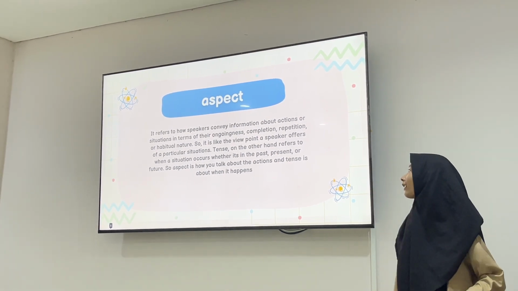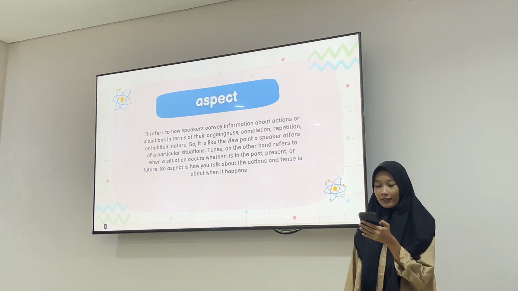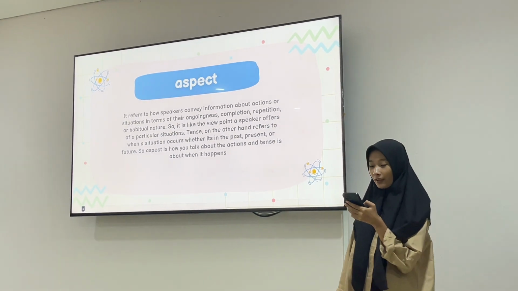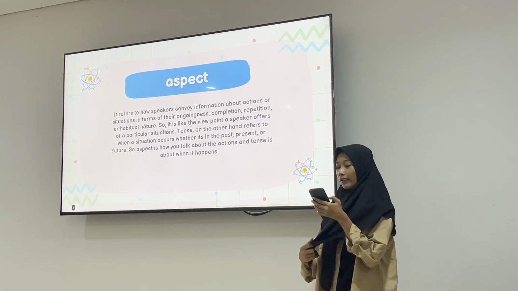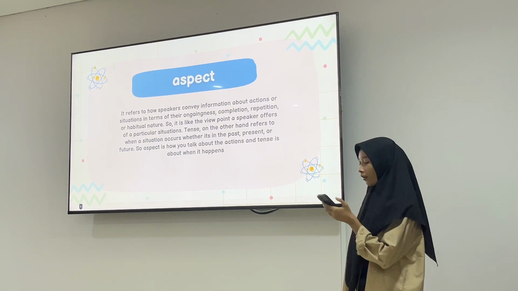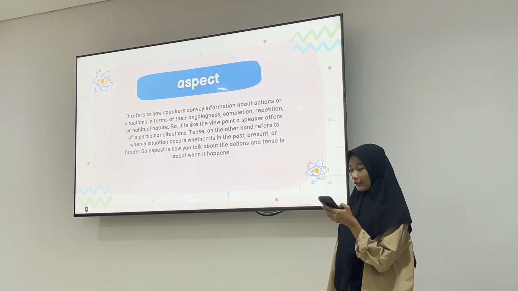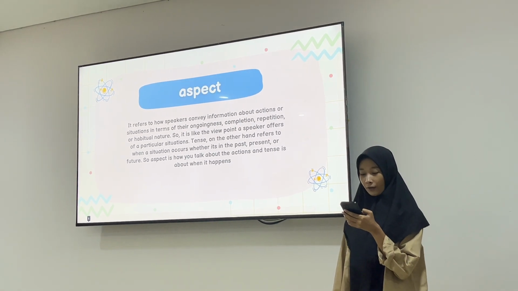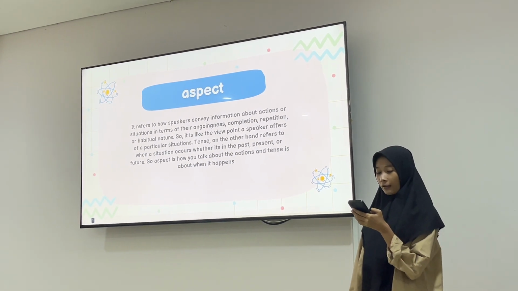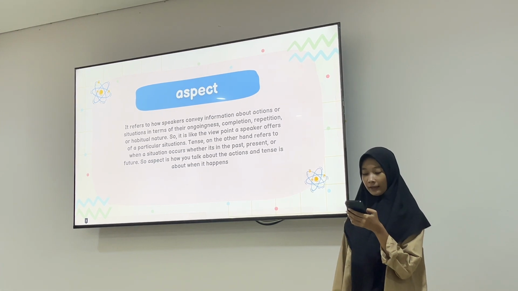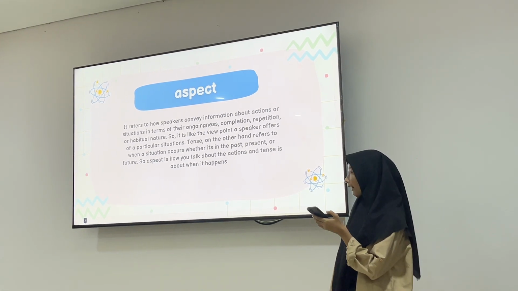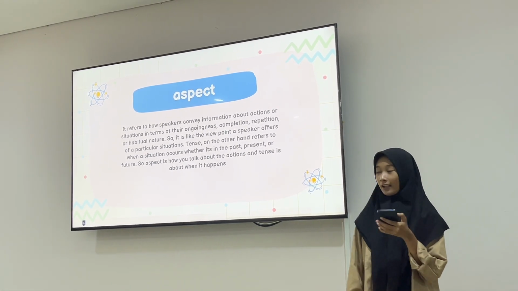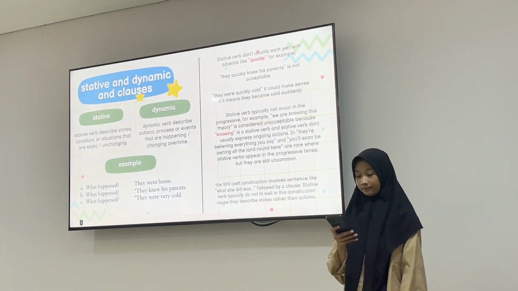Next one, I'm going to explain about aspect. So aspect is how speakers in a language describe an action, whether it is ongoing, completed, repeating, or habitual. Meanwhile, tense refers to when the action takes place, whether in the past, present, or future, and how it compares to other times. So aspect explains how we see an action, whereas tense describes when it happens. Next slide, please.